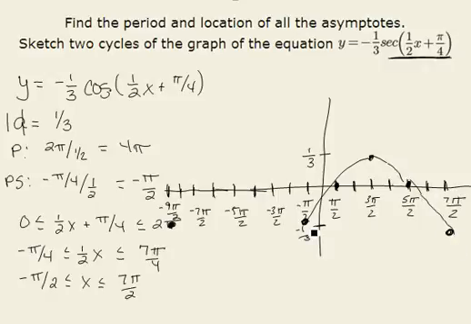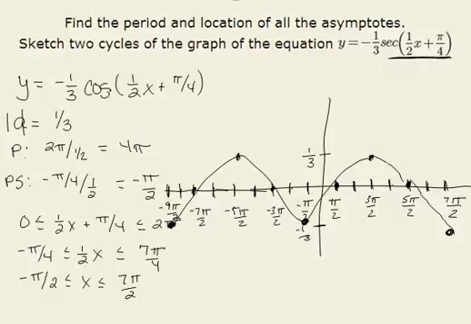We can carry on in this process because we know that halfway between negative pi over 2 and 9 pi over 2, it's going to hit its maximum. Halfway between each of the low and high points, it will hit its x-intercept, giving us our second full cycle.